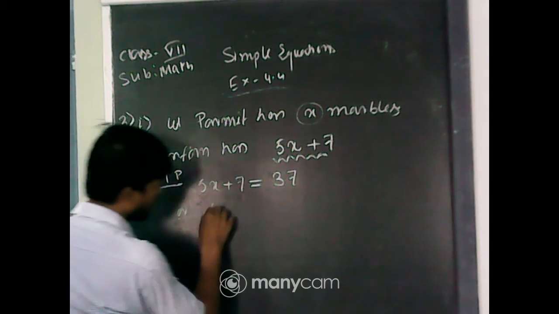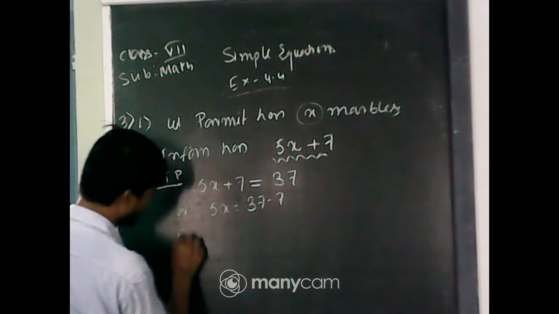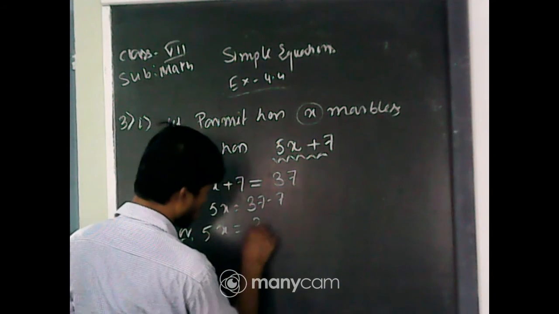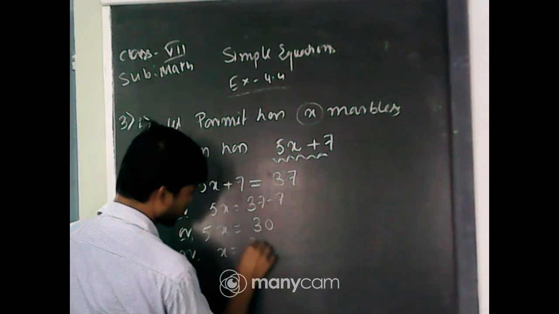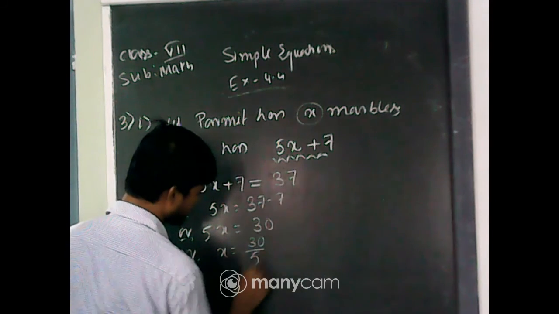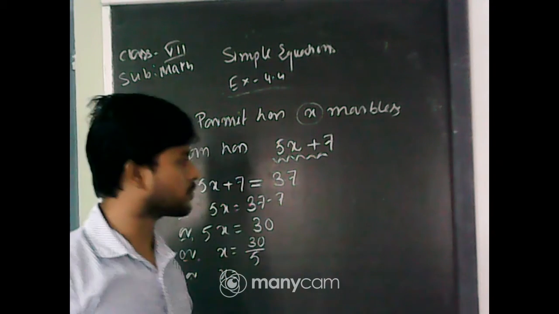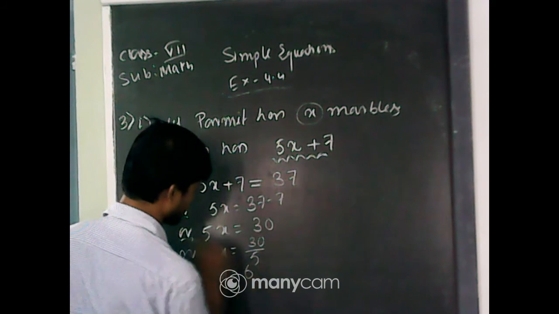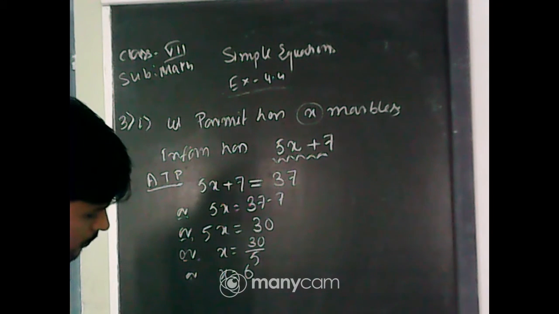That means 5x is equal to 37 minus 7. That means 5x is equal to 30, or x is equal to 30 by 5. So what will be the value of x? Yes. So x is equal to 6. Okay, so x is equal to 6 is the answer.